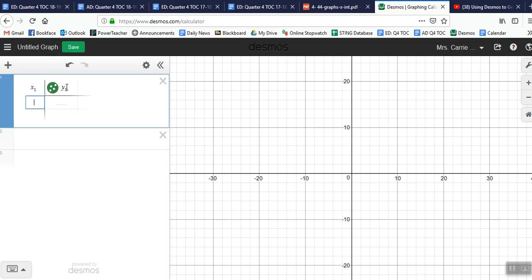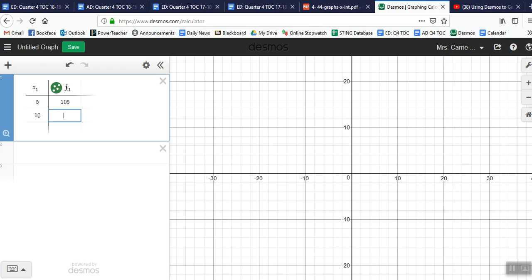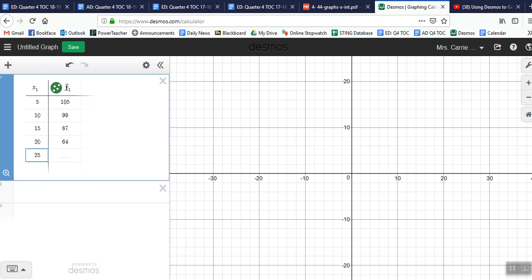So the first set of ordered pairs are 5, 105. So I'm going to type in 5, go over, type in 105, hit enter, go back over, do 10, 99. The next one is 15, 87. Then 20, 64, 25, 53, 30, 45.